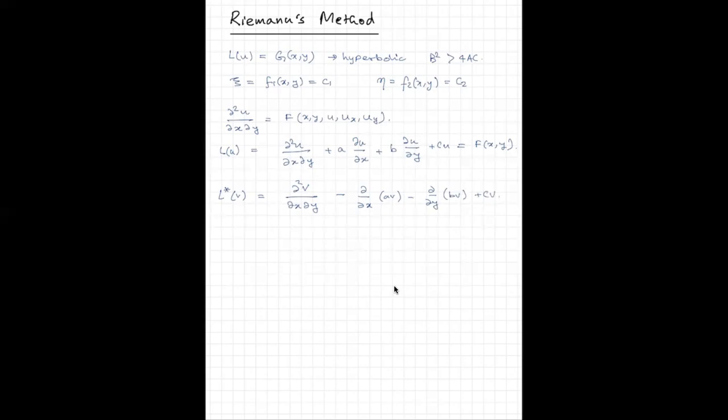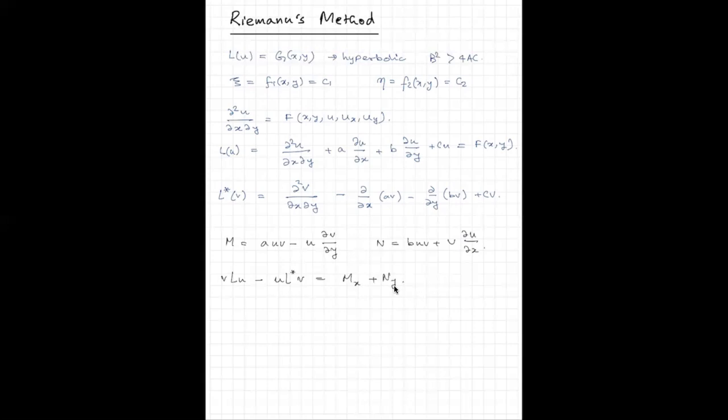And we're going to introduce m equal to a uv minus u del v del y, and n as b uv plus v del u del x. Then you can see that v L u minus u L star v is m x plus n y, right?